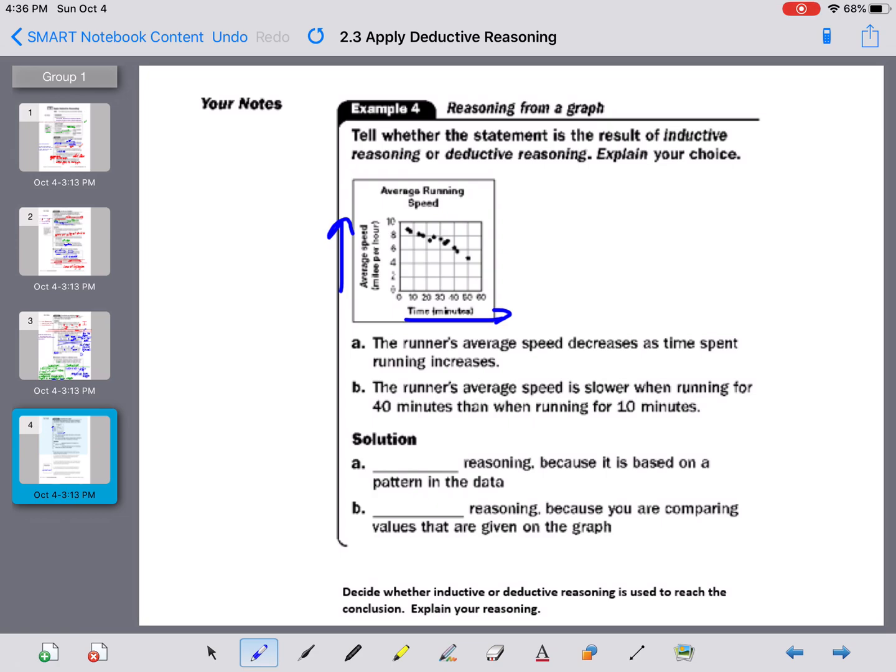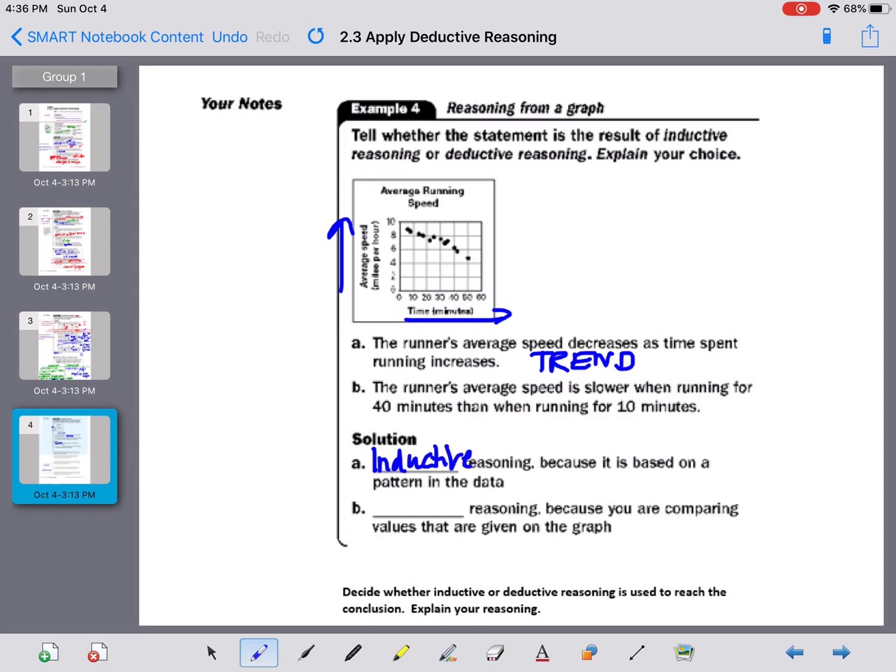So in A, it says the runner's average speed decreases as time spent running increases. And the question is, are they basing this on inductive reasoning, they looked and they saw a pattern, or are they basing it on deductive reasoning where they have some facts that go with it? And anytime you look at a graph and you're looking at just kind of like the trend, right, what's kind of happening, that's a general observation. That's just based on what you notice as a pattern. So I'm going to call that one inductive reasoning because it's based on that pattern.